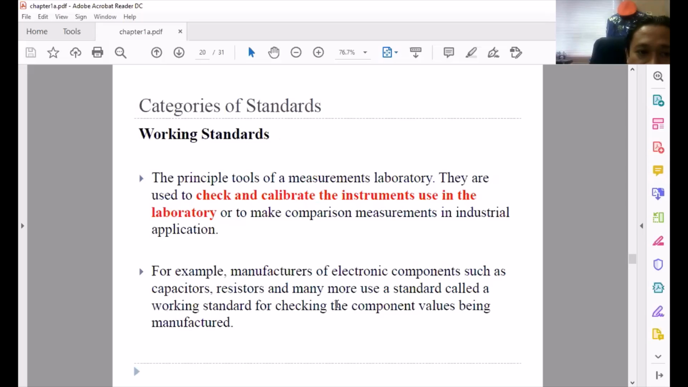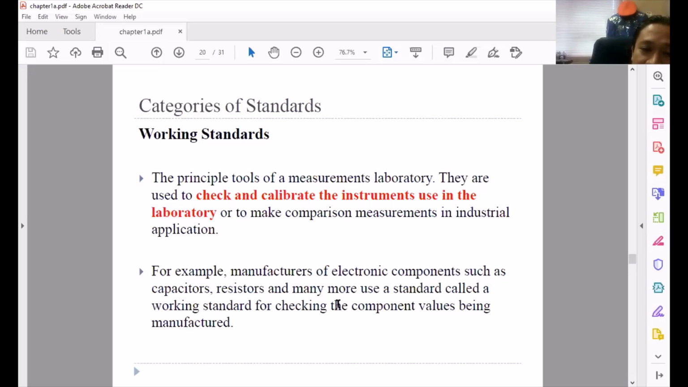And then another one is the working standard. This is the principal tool of the measurement laboratory. They are used to check and calibrate the instruments used in the laboratory, to make comparison measurements in industrial applications. For example, we have to test whether a device is okay or not, and then we have to calibrate. We can also use this in industry.